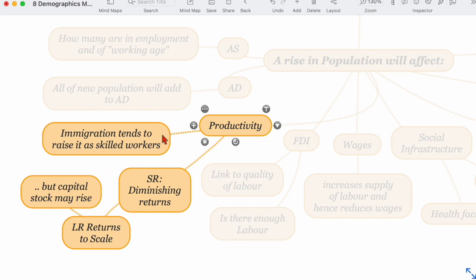Now, when it comes to the argument about immigration, the evidence, certainly when you look at it, and you should have looked at this in the first year, is that it tends to raise productivity. You tend to get immigration of skilled workers into your economy, and so immigration has had a positive effect on certainly the UK economy, but that's the subject of another video if you need it.